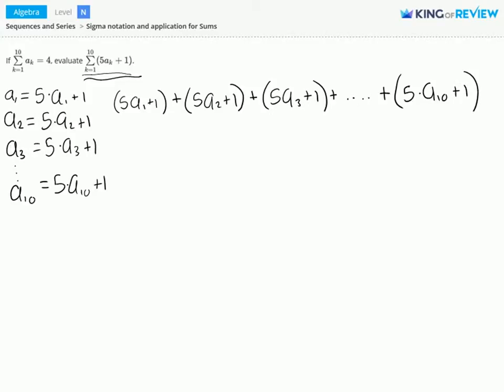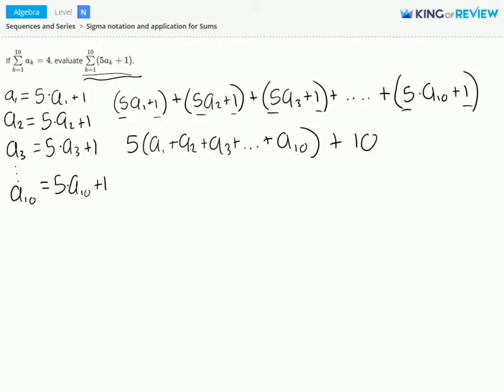You see there's a 5 in each of these terms. Therefore, we could factor out this 5. There's also a 1 in each of these terms, so we can add those up to equal 10. So let's do that. Let's factor out a 5. So we have 5 times a1 plus a2 plus a3 plus, and this keeps going until we get to a10. And then we've added up each of the ones from the 10 terms, and this is equal to plus 10.